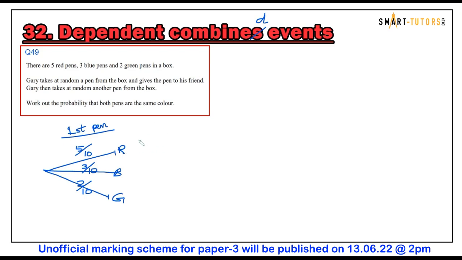Second time he is taking, right? It could be red, it could be blue, it could be green. So red, blue and green. Now the problem is, when you take one red before, one of the reds is taken off. So 5 take away 1 is 4, and the total number of pens left inside the box for the second selection is 9. That is very important, right?